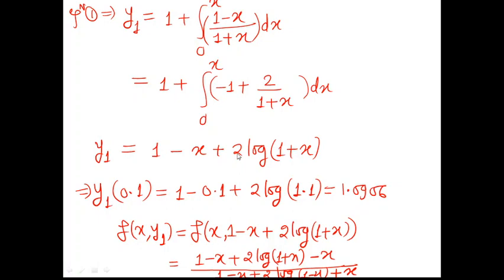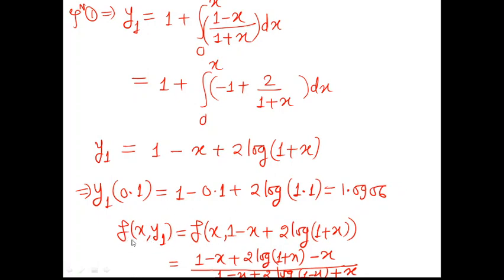Now as it is not given whether we have to calculate the first, second, third or fourth approximation, every time, since in this example the value of y at 0.1 is required, after getting each approximation we will find the value of y. So y1 at 0.1 will be obtained by putting x as 0.1. That comes out to be 1.0906.